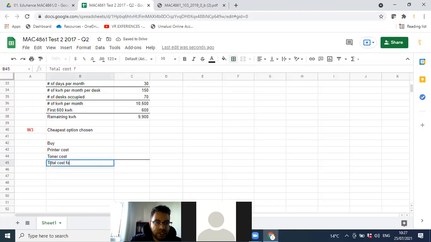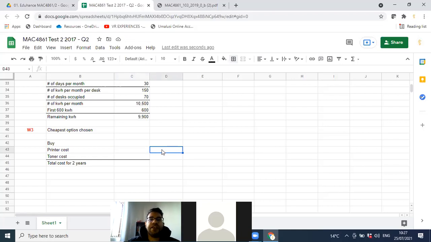Total cost for 2 years, not 2 months, for 2 years. Okay, so if we go with a buy. Remember, we're only going to buy a printer once. But how many printers are we going to buy? We're going to buy 8 printers.